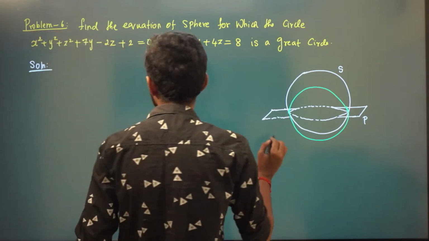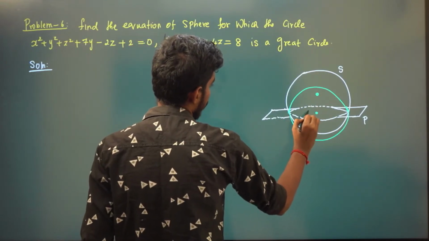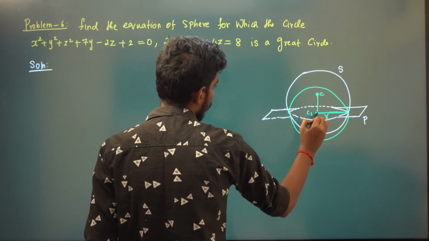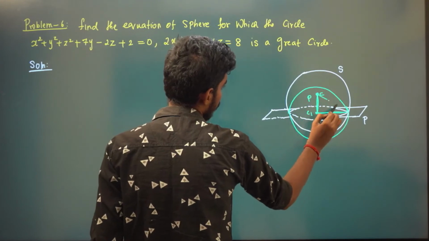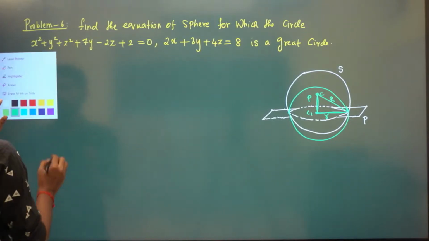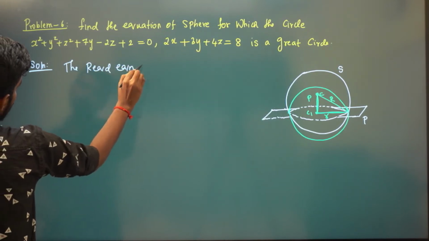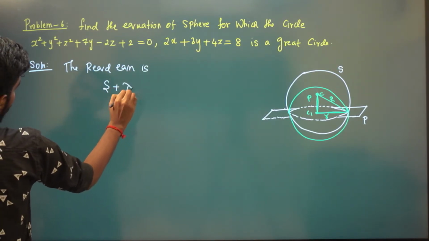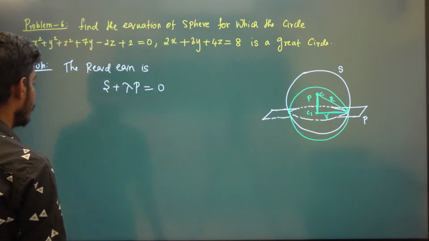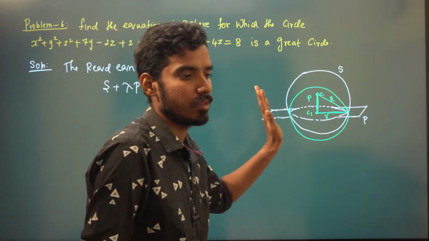Before that, this is the center of the circle. This is the center of the sphere. This is the radius of the circle. This is r. This is capital R. So the required equation is S plus lambda P is equal to 0. The equation of a sphere passing through a given circle is S plus lambda P is equal to 0. The only thing we need to find is lambda here.